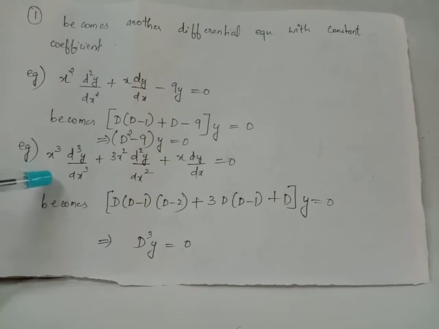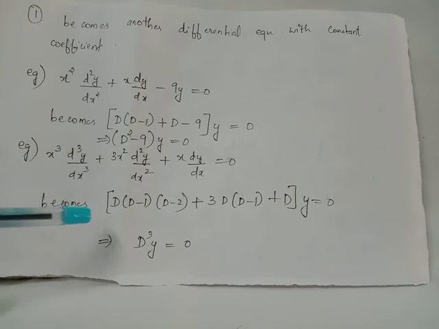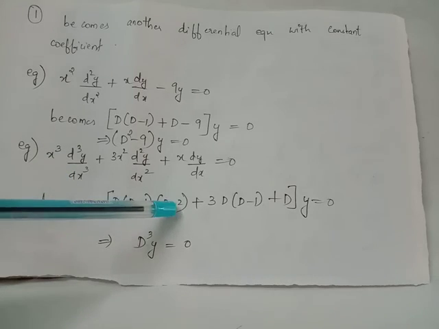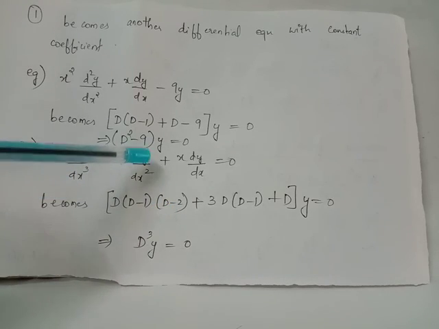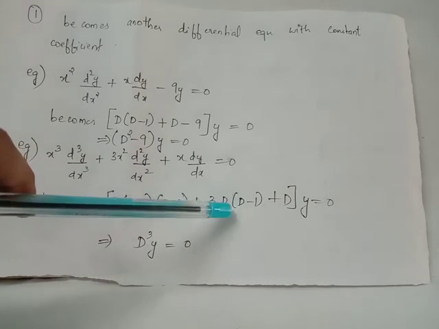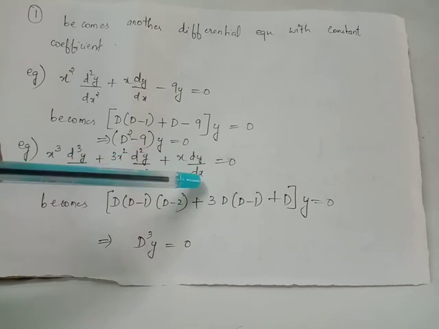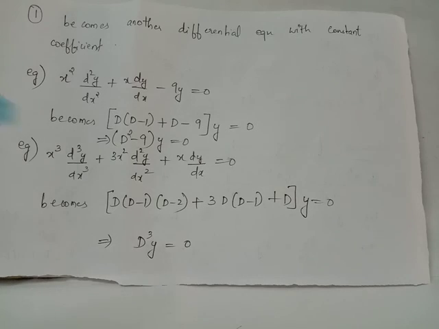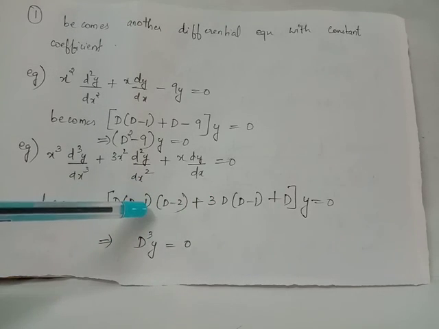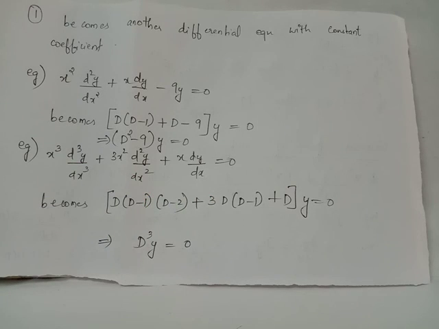Similarly, if this is the Cauchy's equation which we wish to solve, when you impose the substitution x equals e raised to t, you have x cube d cube y by dx cube rewritten as D into D minus 1 into D minus 2. X square d square y by dx square will be replaced by D into D minus 1. X dy by dx will be replaced by D. This on simplification becomes D cube. Notice that this is a differential equation with constant coefficients.